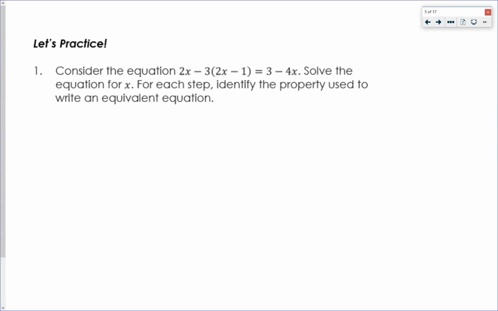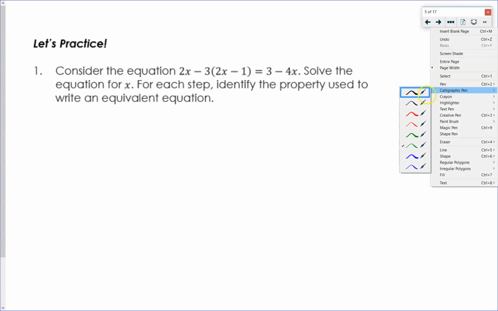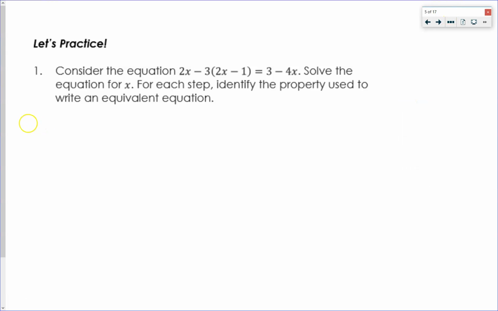All right, consider the equation 2x minus 3 times 2x minus 1 equals 3 minus 4x. Solve the equation for x. For each step, identify the property used to write the equivalent equation. Okay, so first thing we always do is write what they give us. So I have 2x minus 3, 2x minus 1 is going to equal 3 minus 4x. That's always my given.